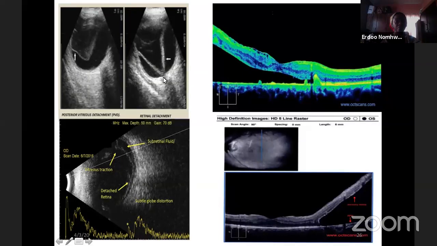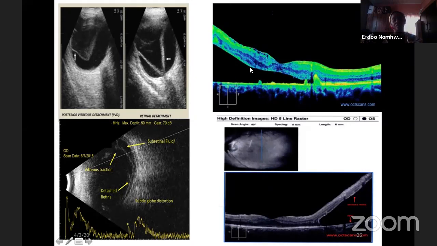So you have the funnel-shaped detachment, and this is still something similar. This just shows that there's subretinal fluid here, just like you would have there. Then there are areas of vitreous traction here. You have a detached retina here.